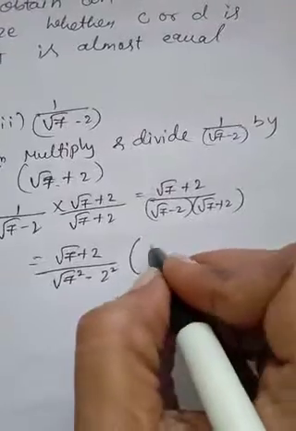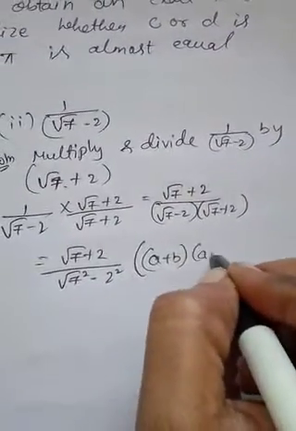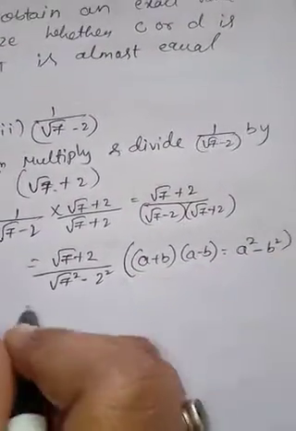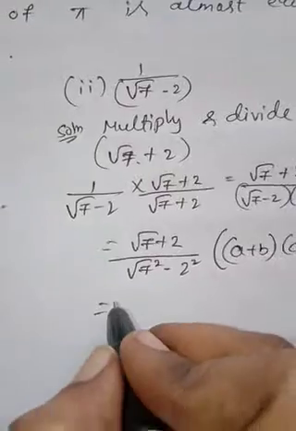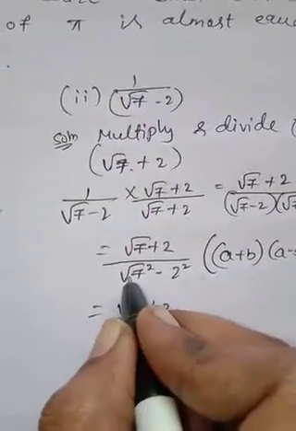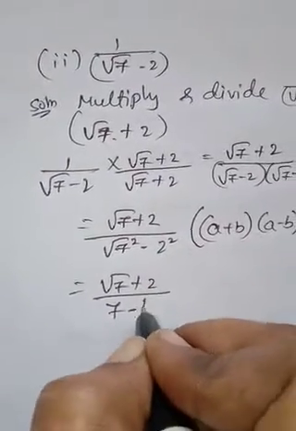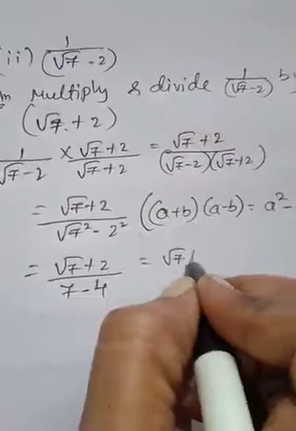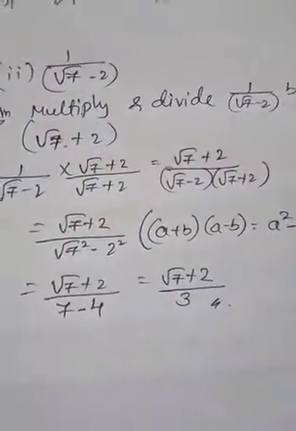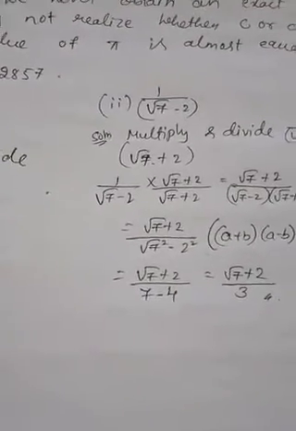Okay, that means it is in the form of (a plus b)(a minus b), which is equal to a square minus b square. Then after simplifying this one, root 7 into root 7, what will it become? 7 minus 2 2s are 4, which is equal to root 7 plus 2 divided by 7 minus 4, which is 3. Okay, this one is the answer. Remaining two problems are there. Solve by yourself. Thank you, children.